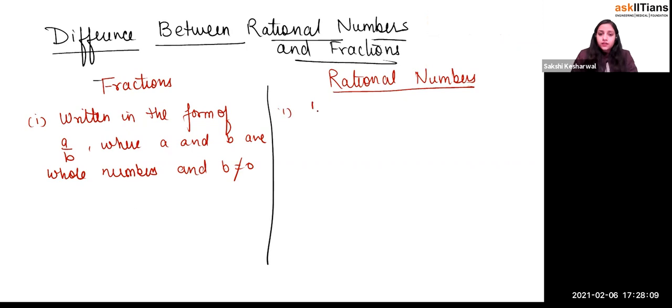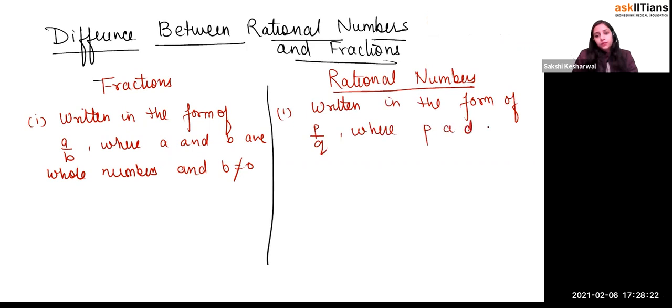And this can be written in the form of P by Q, where P and Q are integers. It means the negative numbers are always involved. P and Q are integers, and Q is not equal to 0, right?